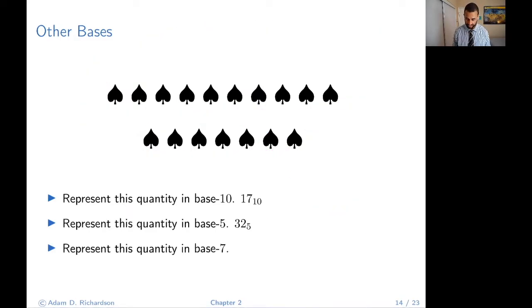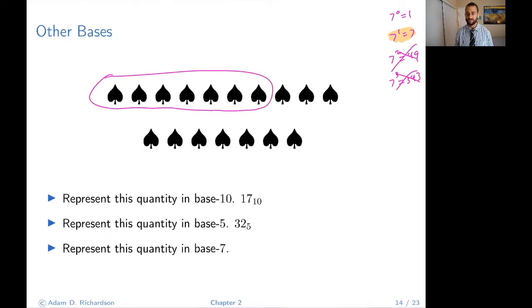Okay, how about base 7? Let's look at the powers of 7 first. Let's write them out. 7 to the 0 is 1. 7 to the 1 is 7. 7 squared is 49. 7 cubed is actually 343. But again, we can stop there. We don't need to go that large for this problem. We don't even have 49 objects, so we don't care about cubes. We don't care about flats. And all that's left are these. So how many 7s can we get out of here?